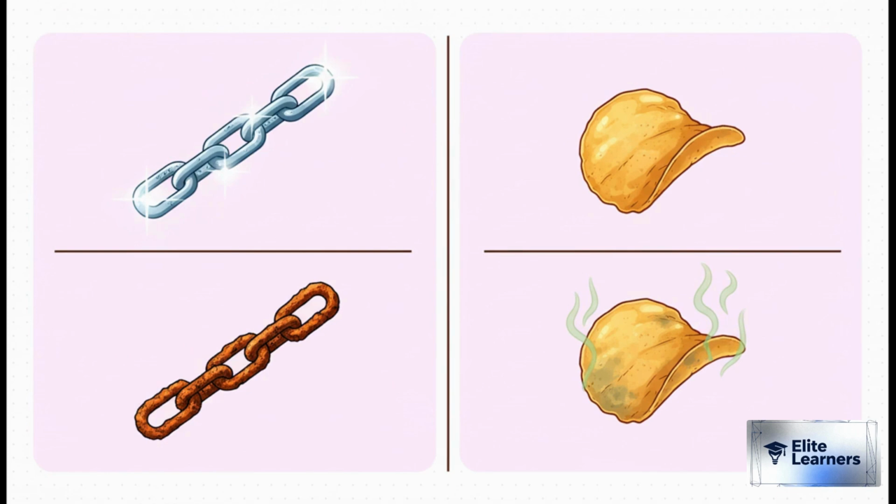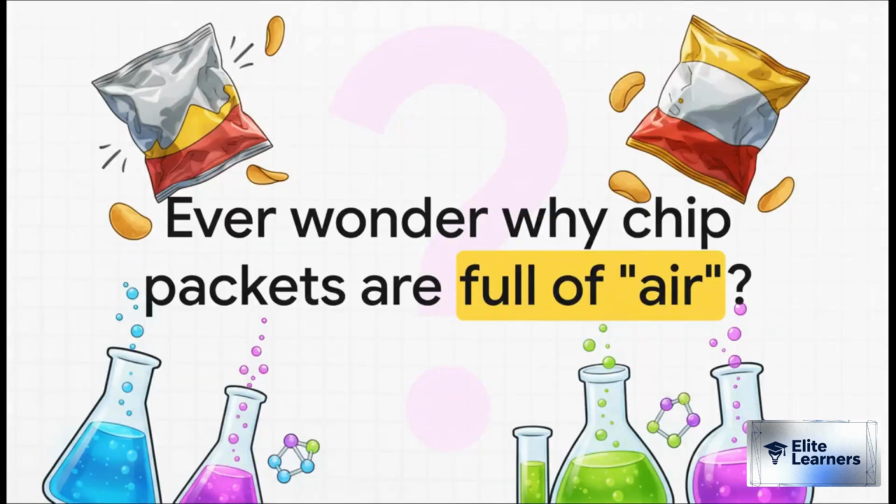Corrosion is that slow oxidation that destroys metals, like rust forming on your bike. And rancidity, that's the oxidation of fats and oils that makes your food, especially things like chips, taste stale and just gross. And speaking of chips, this brings up a great question. You know how you open a bag of chips and it feels like it's half full of air?